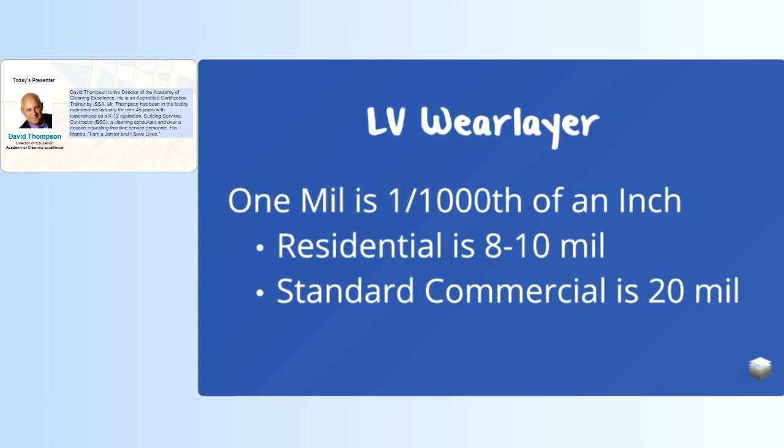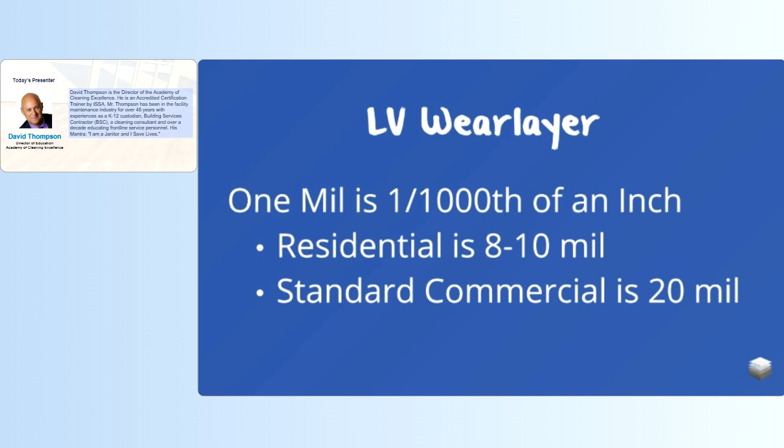So that wear layer that I talked about, this wear layer, you need to understand is measured in mil. Now, what is a mil? A mil is 1/1000th of an inch. Now, if you're buying a residential grade material, and that's what's installed in the facility that you're taking care of, that's only 8 to 10 1/1000ths of an inch. If you happen to have standard commercial grade, that's going to be 20 mil. Well, let's say this, folks. Even at 20 mil, you can't see it. It isn't there for shine.